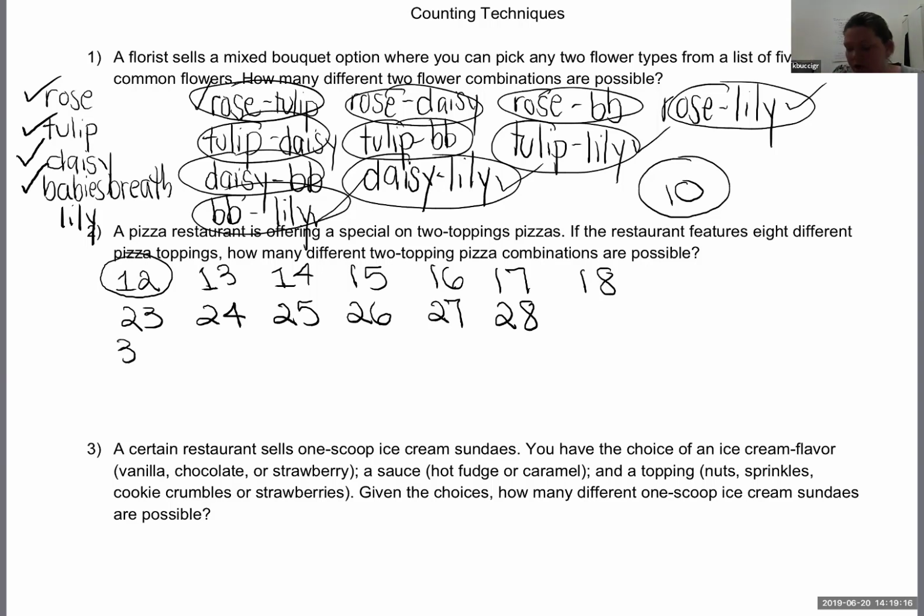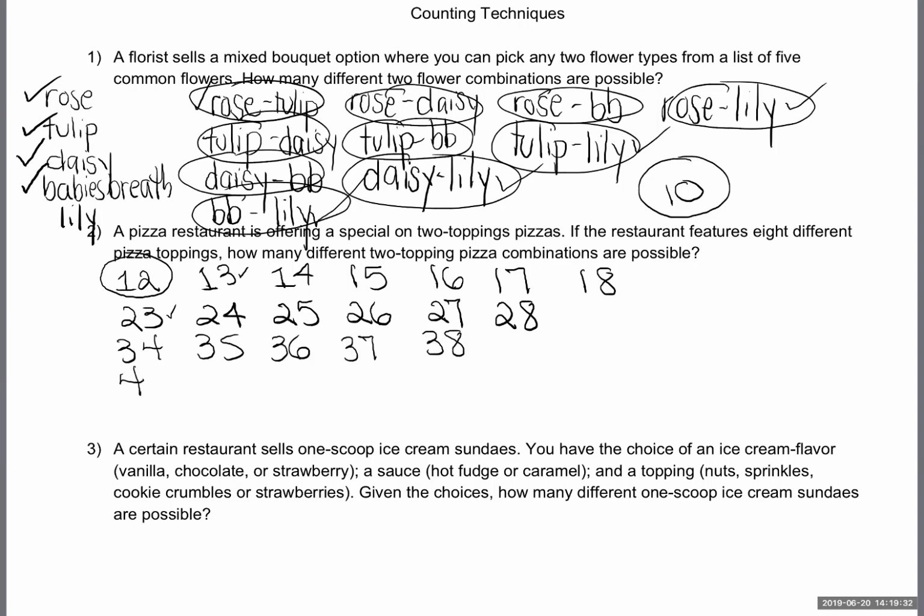So the first one I'll list here. Well, I already have 3 paired with 2 and 3 paired with 1. So I'll just start with 3 pairing with 4 and so on. Okay, help me out for the next one. I'll pair topping 4 with what? 5. Yeah. 6, 7, and 8. Now I'll pair topping 5. What's the first one I should write here? 6. Exactly. It's so easy when we organize the numbers.